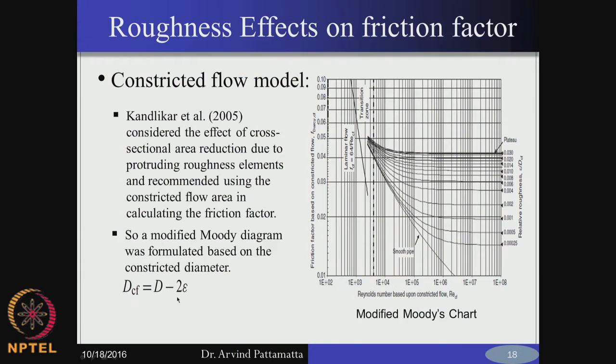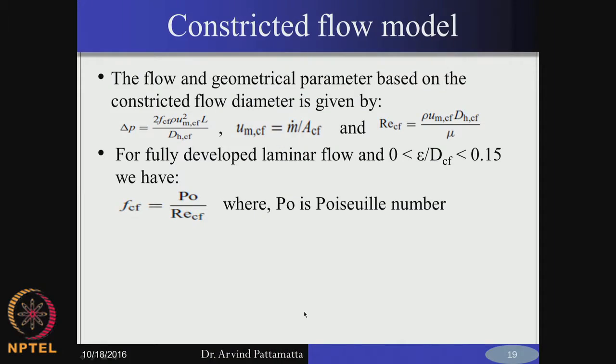That means your velocity also gets modified, your velocity has to increase in order to satisfy mass conservation, and the diameter also comes down. So the definition of Reynolds number based on constricted flow will be rho UMCF DHCF over mu, where UMCF is calculated as m dot by ACF.